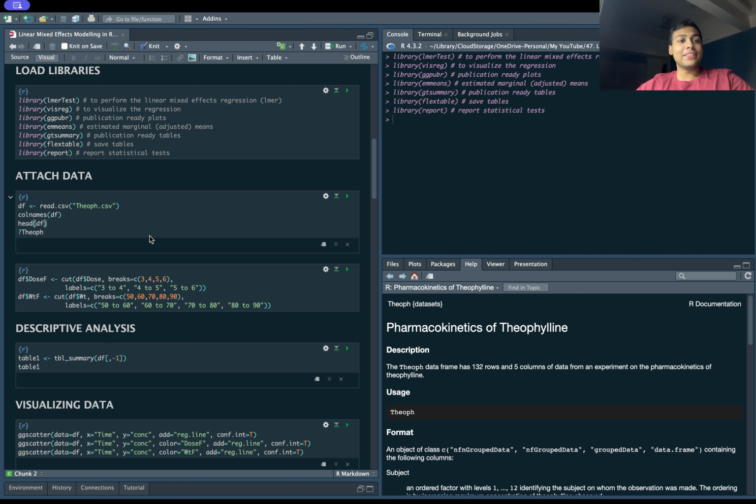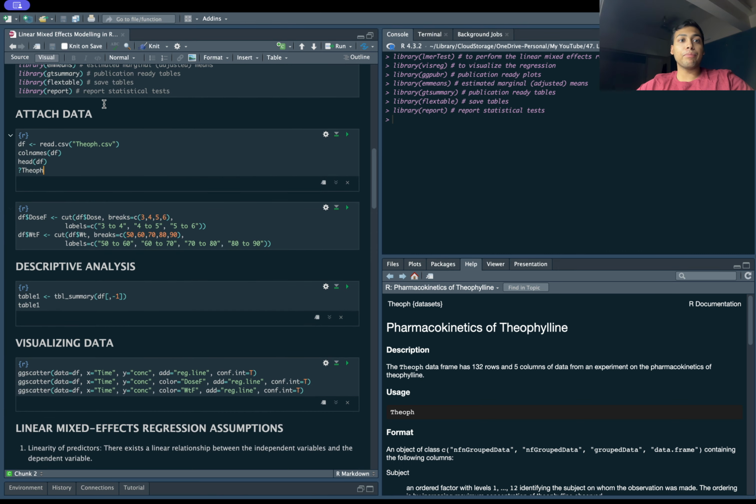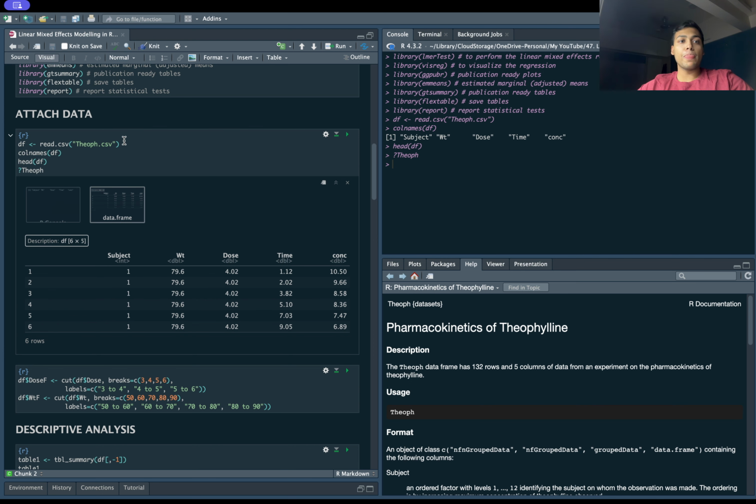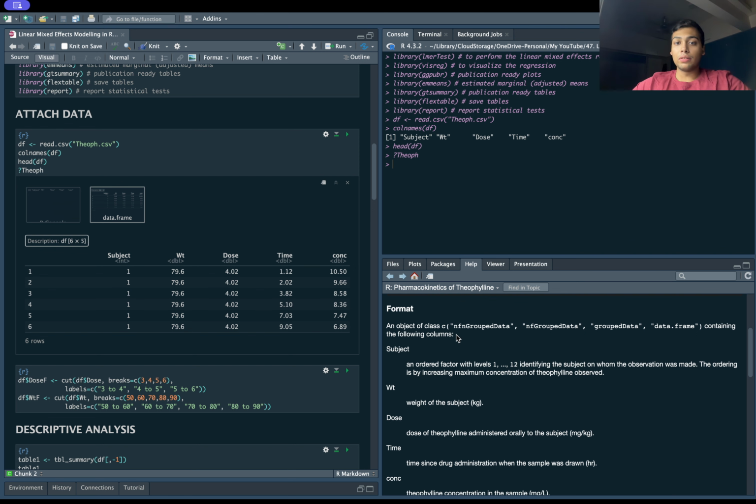So for this tutorial, we'll be using data on theophylline, which is a drug. Data on theophylline concentrations in patients. So first of all, let's load the data set Theoph, and this is included in the datasets base R package, so you can directly load it. This explains what the dataset is all about. So Subject is of course data pertaining to which subject, so that is 1, 2, 3, 4 and so on.